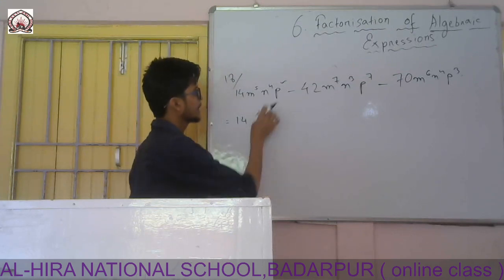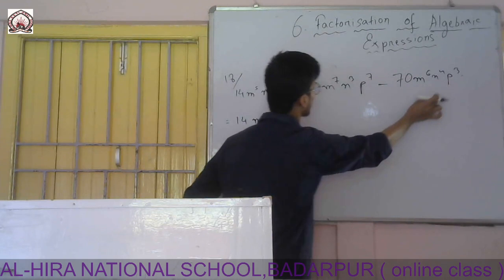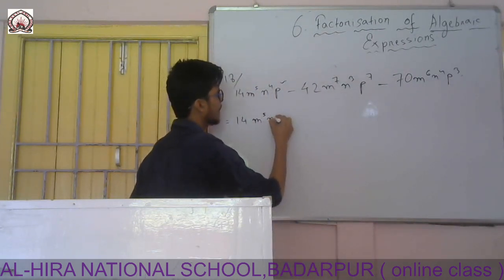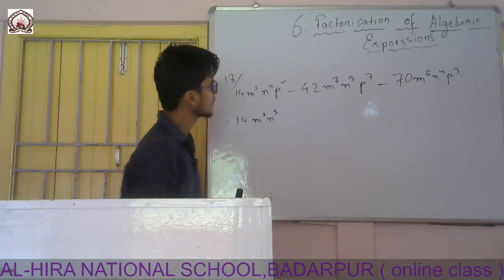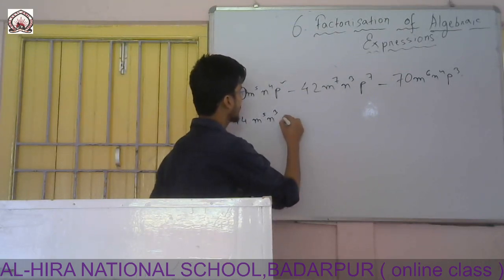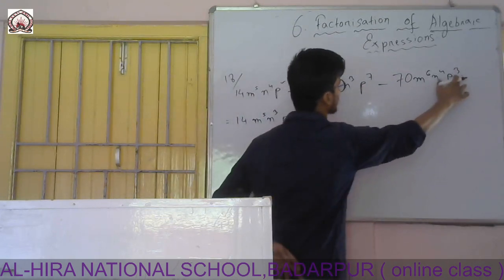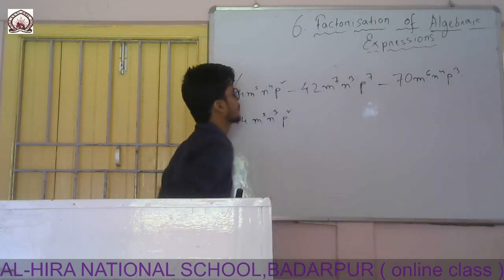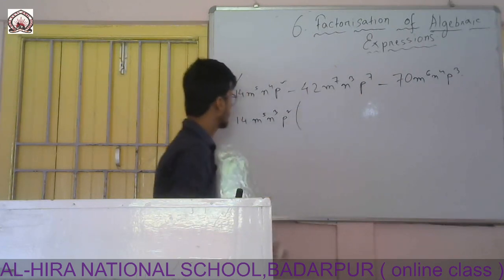In this case, n to the power 4, n cube and n to the power 4. So which one is least here? N cube. And last, p square. There are 2p, 7p, 3p. So common is p square. So now give the bracket.